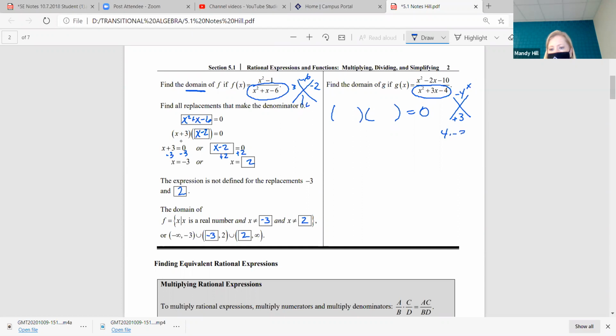4 times -1 is -4. 4 plus -1 is 3. So those are my two numbers, 4 and -1. So x plus 4 and x minus 1 are going to be my two trouble places. So we're going to want to solve this and say, well, when is x plus 4 equal to 0? And when is x minus 1 equal to 0?